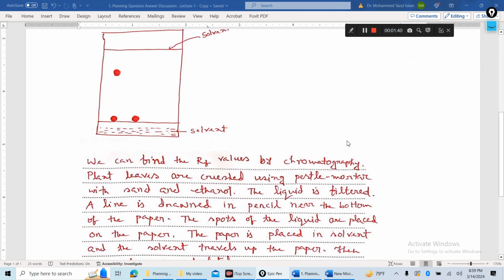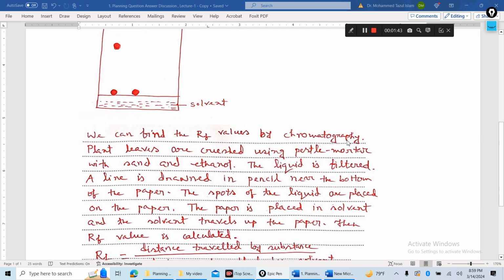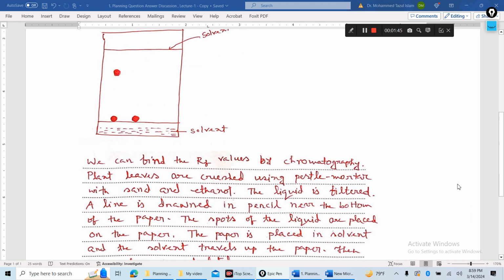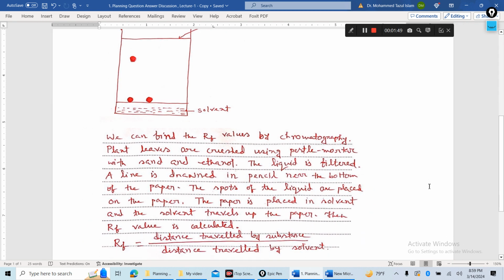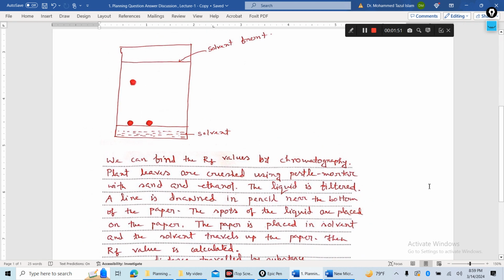Now you see, first, we can find the RF values by chromatography. Which method? Chromatography method. The method name is chromatography method.